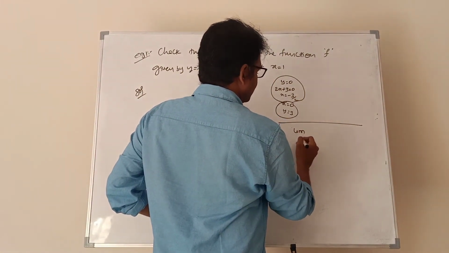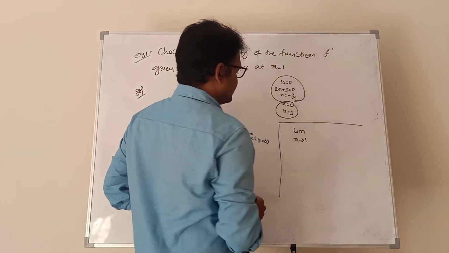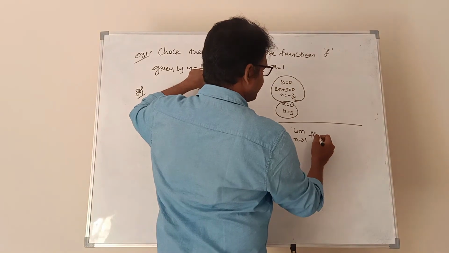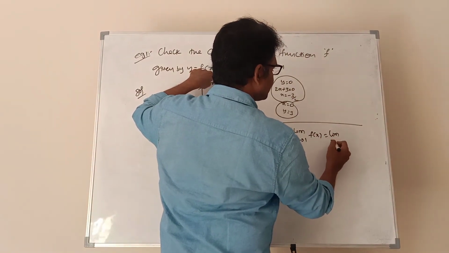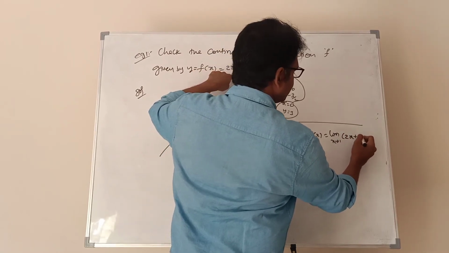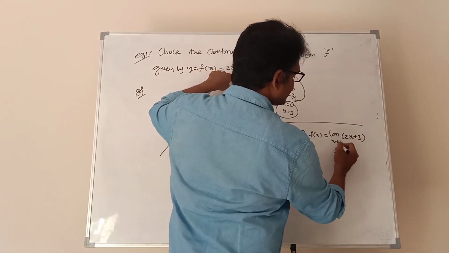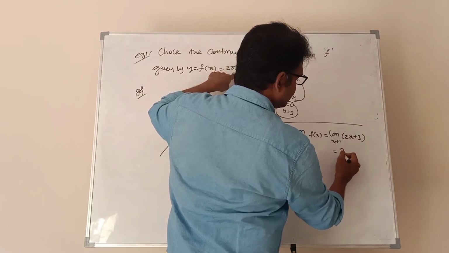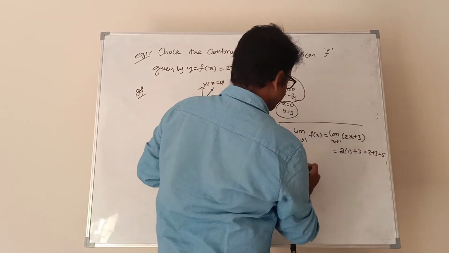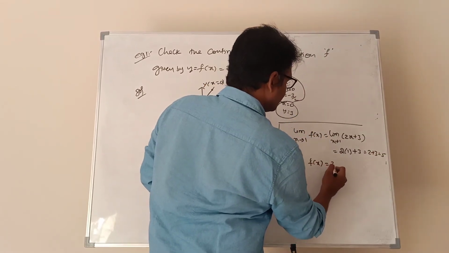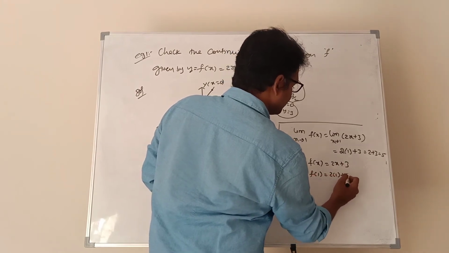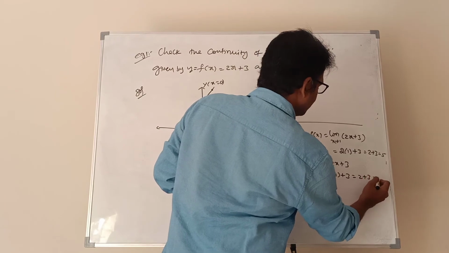Simple. Limit x tends to 1 of f of x. The f of x value is 2x plus 3. Substitute x value 1: 2 into 1 plus 3, 2 plus 3 equals 5. Next, f of x is 2x plus 3, so f of 1 is equal to 2 into 1 plus 3, which is 2 plus 3, equal to 5.